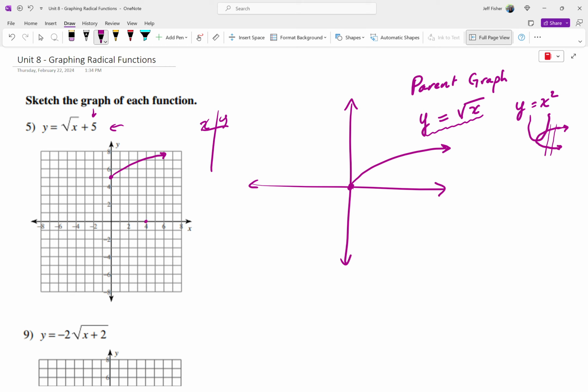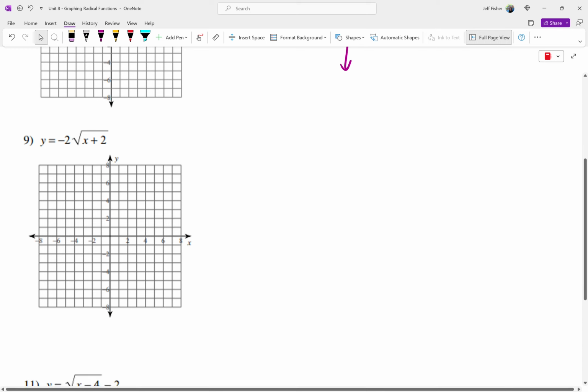What if we put x equals 4 in? We're going to have the square root of 4, which is 2, plus 5 is 7. So 4 goes to 7. Boy, I was pretty close when I drew that graph. Okay, so that's the graph of the square root of x plus 5.